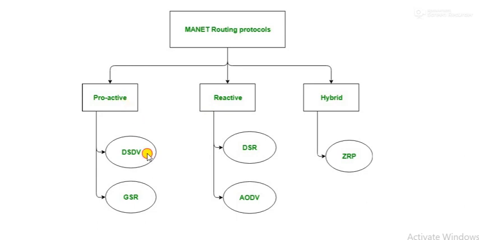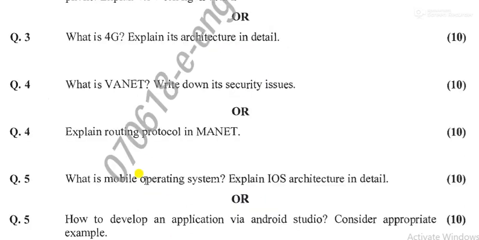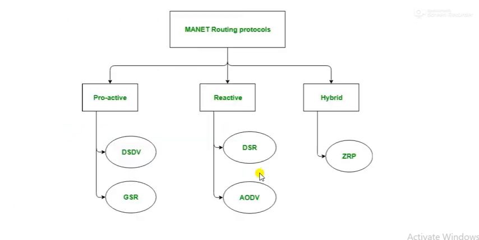Basically how DSDV works, how GSR works, how AODV works we have already seen. And I had compared some real-time examples also to explain them. So you can explain them. In this question paper, if you see, in general the question is asked about what is MANET. So you can explain all routing protocols. Even if you explain 4 routing protocols, then also it would be better. It's not like you should explain all of them.